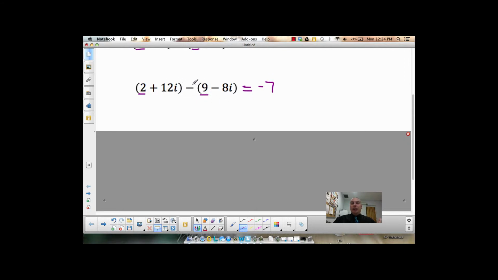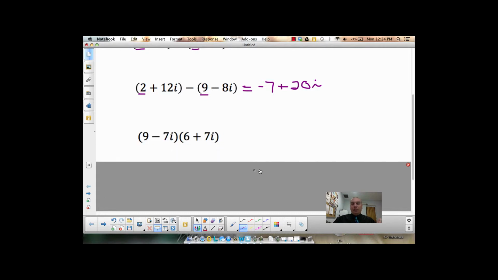And here again we make lots of errors. So I've got 12i minus negative 8i. Minus the negative, remember, it's the same as adding a positive. So I have 12i minus negative 8i. So 12i plus 8i. Okay, negative 7 plus 20i.